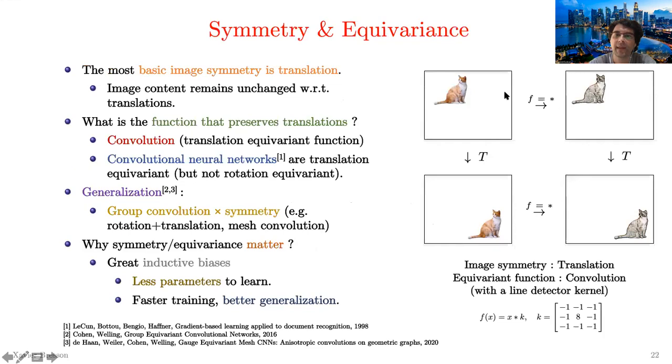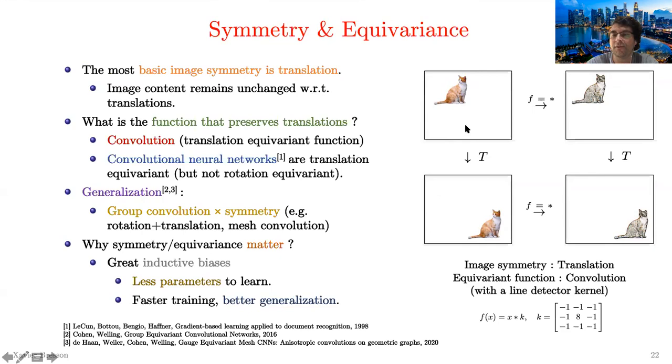Okay. So there is something very important to state, which is the notion of symmetry and equivariance. Let's look at images and computer vision. The basic image symmetry in computer vision is translation. Image content is something which is invariant with respect to translation. So you have your cat. If you move your cat to a different position in your image, it will still be a cat. So this is the symmetry for image data.